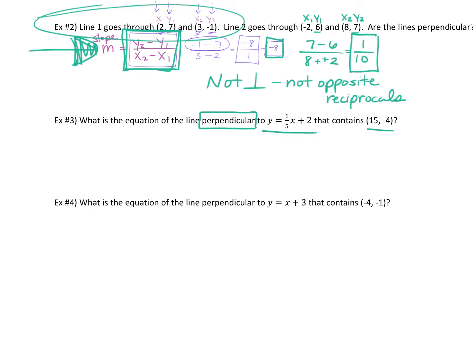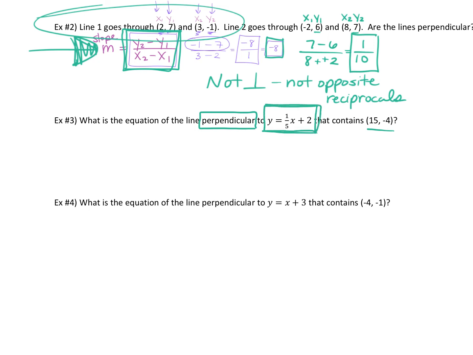When it was parallel, what did we do? We kept the slope the same, right? Same slope to be parallel. So what do we have to do with our slope now to make it perpendicular? Change the sign, right? Positive to negative, negative to positive, and flip it over, right? We need an opposite reciprocal. So look at your equation right now.